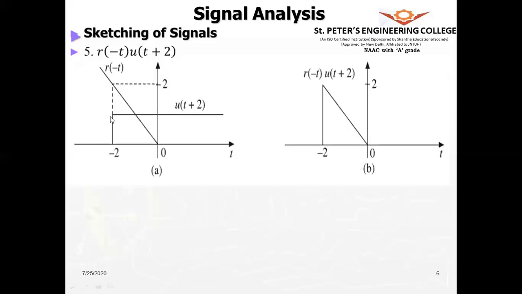So therefore, when you multiply, r of minus t into a constant amplitude of 1 will be r of minus t itself. And so the ramp slope will be 1, but at t equals minus 2, the signal would have reached an amplitude of plus 2 and it will end. So this will be the resultant signal.